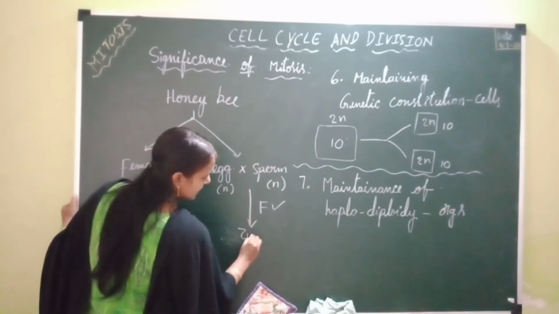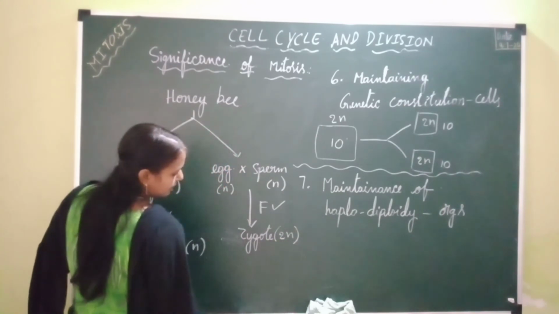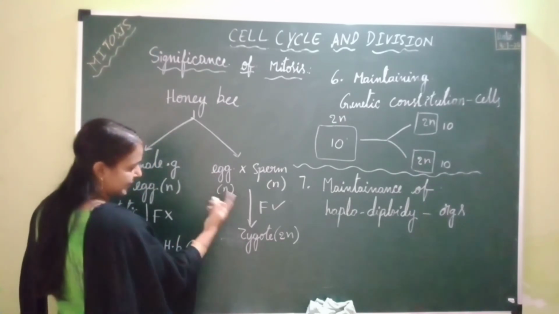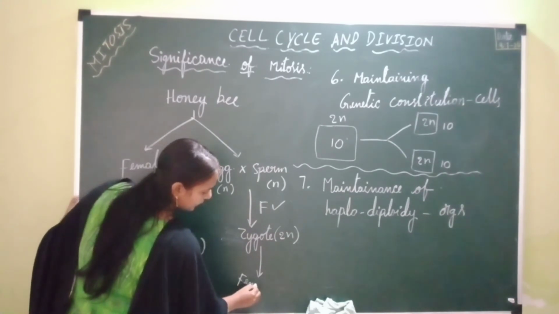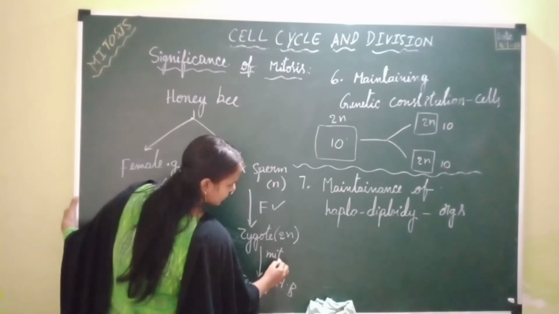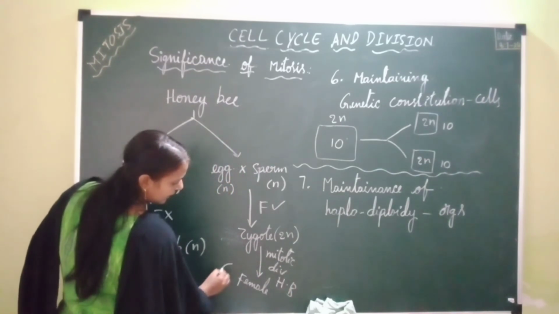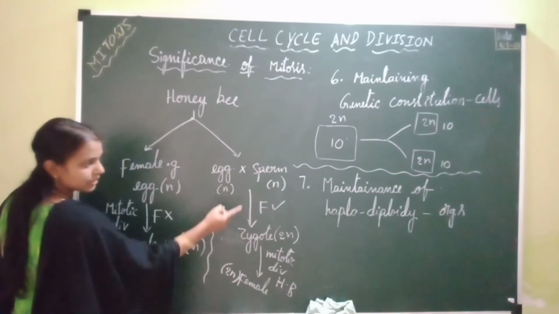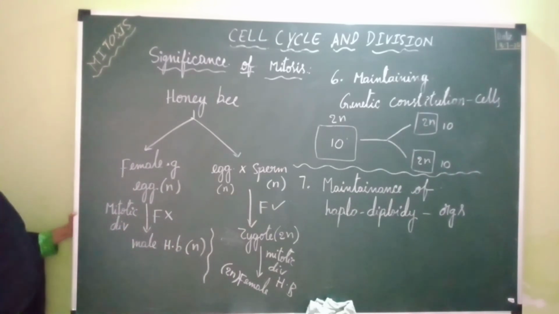It develops into a zygote, and now its ploidy is diploid, because it is formed after fertilization of two haploid gametes, that is, male and female gametes. The zygote undergoes many mitotic divisions to develop into a female honeybee. So the female honeybee is diploid, whereas the male honeybee is haploid. So the haplodiploid condition in some organisms can be maintained with the help of mitosis.